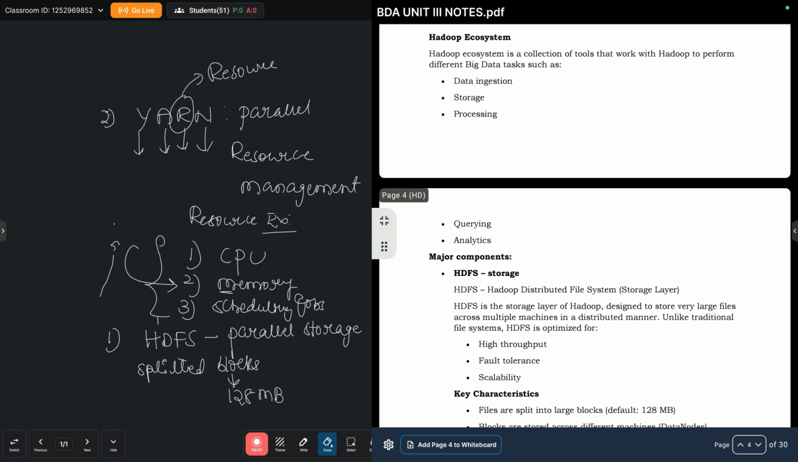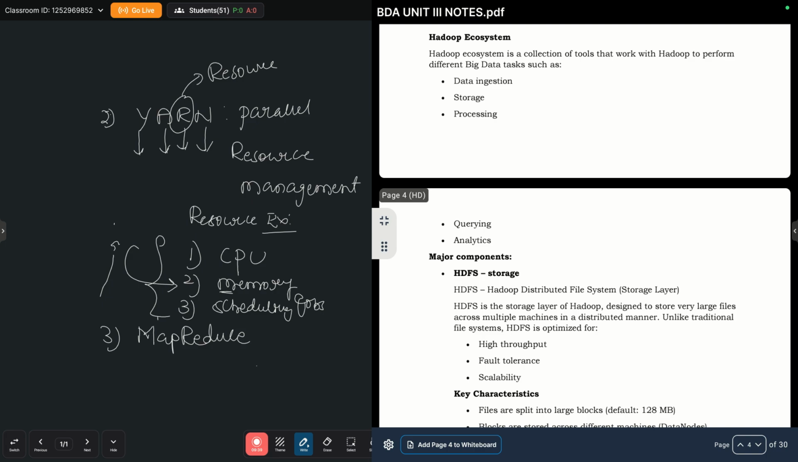What is the third component? MapReduce. Okay. So what is MapReduce? Parallel processing of data, right? That is done with the help of MapReduce.